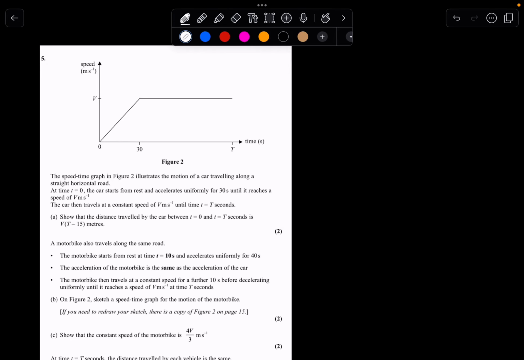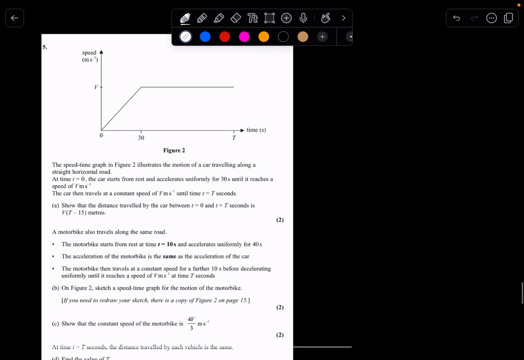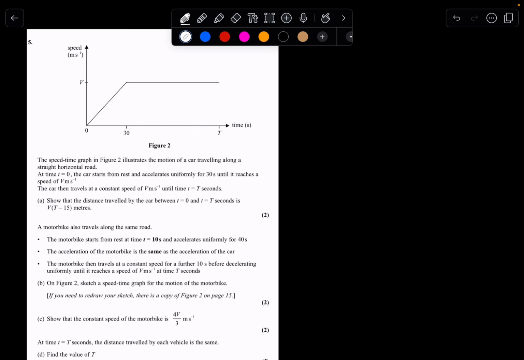Alright, moving on to question 5. We have a speed-time graph and we have some numbers here. Part A wants us to show that the distance traveled by the car between 0 and t equals t time would equal v times t minus 15 meters.